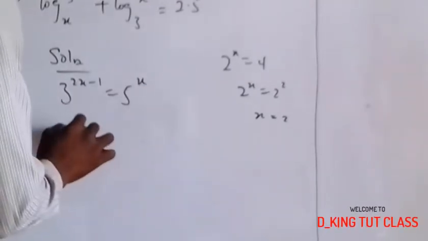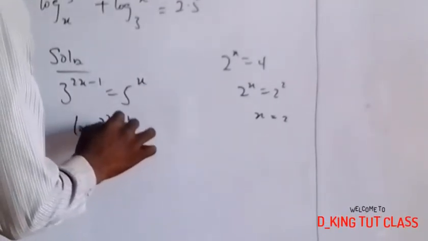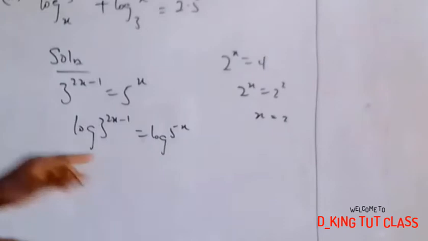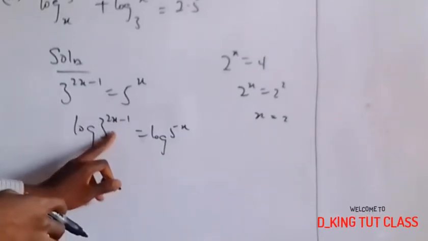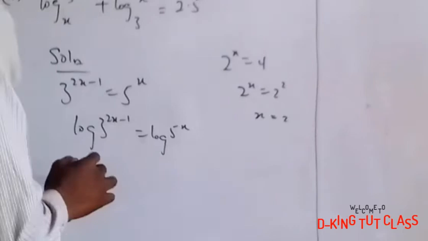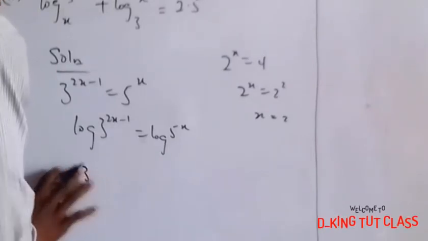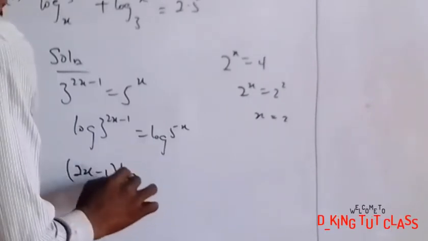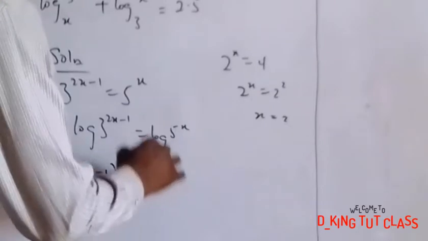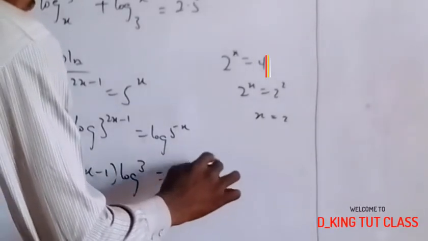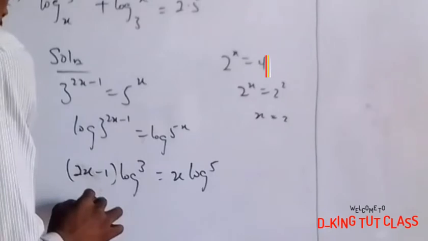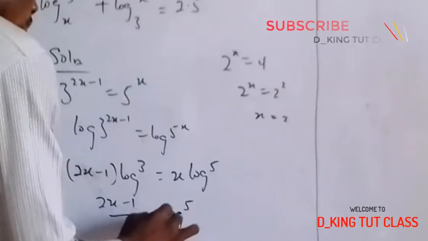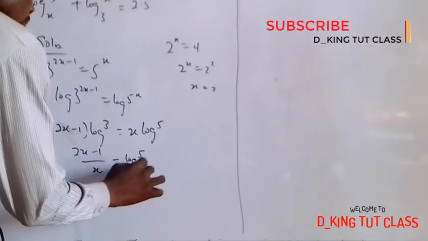Log both sides. That becomes log 3 raised power 2x minus 1 equals log 5 raised power x. In logarithm, one of the laws of logarithm is that when I have something like this, I can bring this power to the back. So that becomes 2x minus 1 log 3 equals x can come to the back also. That becomes x log 5. In which case I will now have 2x minus 1 over x equals log 5 over log 3.